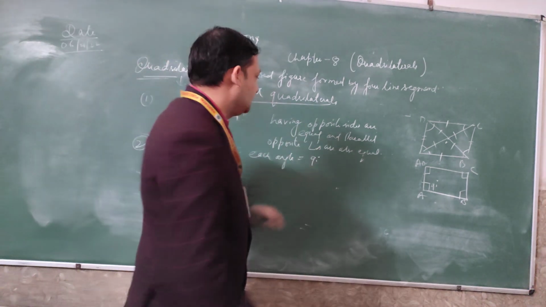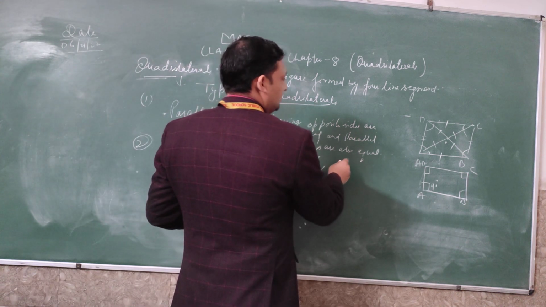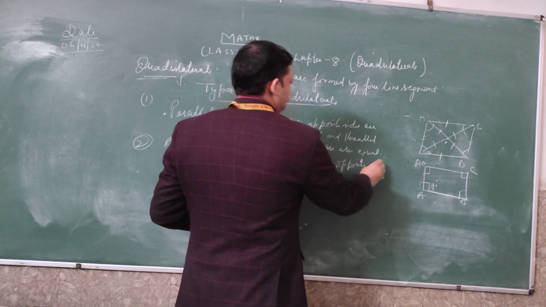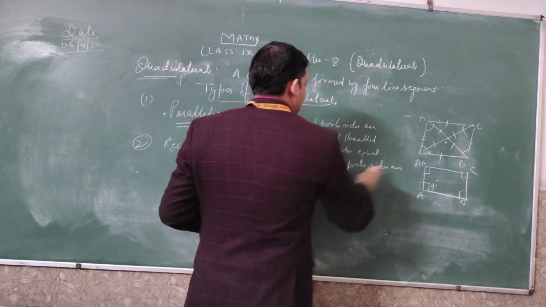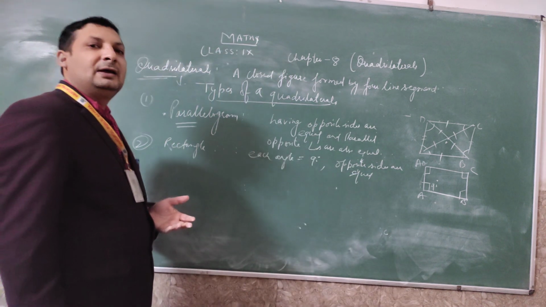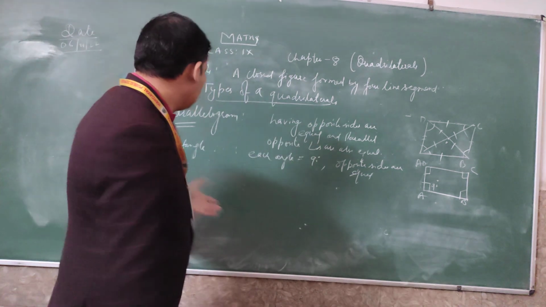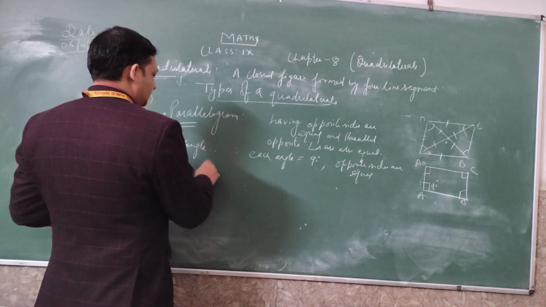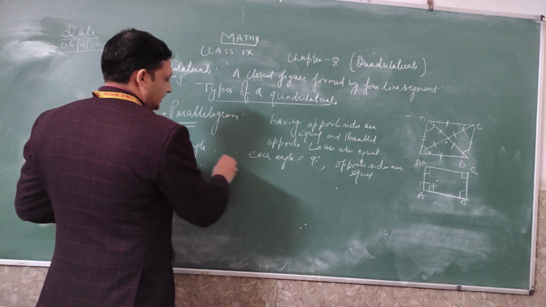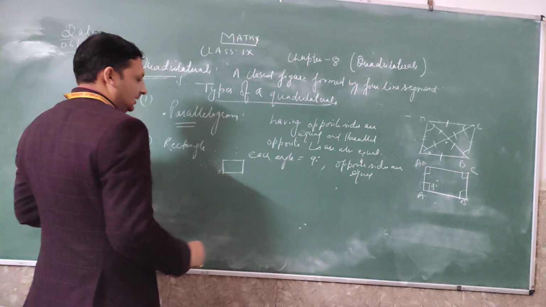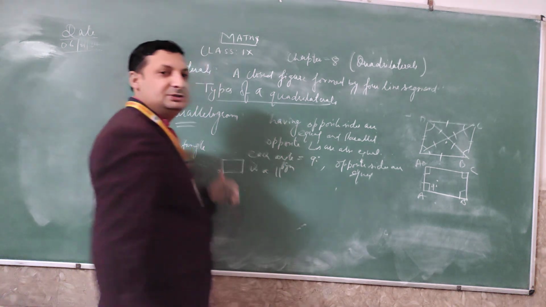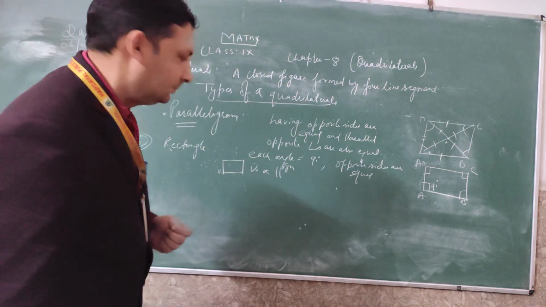And opposite sides are equal. Opposite sides are equal, and parallel. It means rectangle is also called a parallelogram. Therefore, this figure, rectangle, is a parallelogram. That is also a real parallelogram.